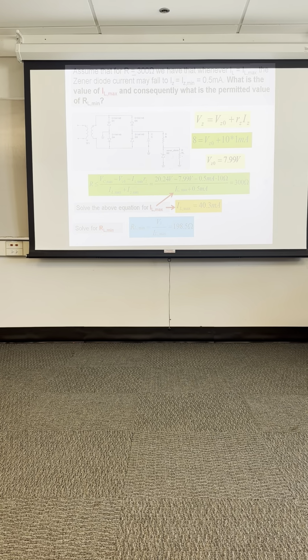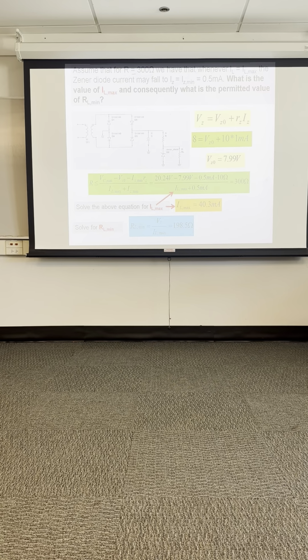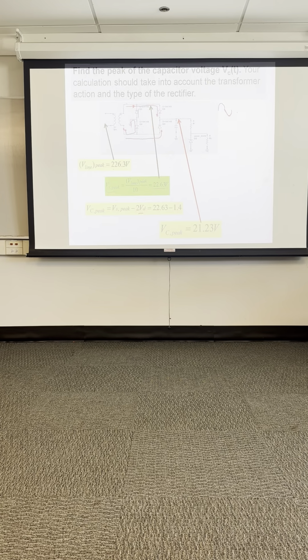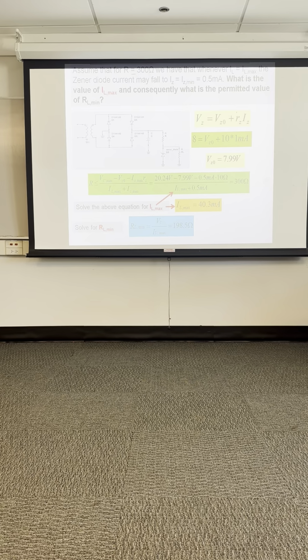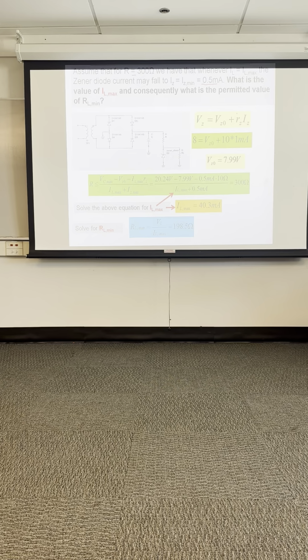So the way the question is stated, we have to meet VZ0, we have R sub Z0, I sub Z here is 1 milliamp. So VZ0 is 7.99 volts. And then this question here, we put all the numbers in here, we're calling it 300 ohm. The load maximum is 40.3 milliamperes, and then the load resistance itself with the Zener. This formula here is solving for I sub L max.